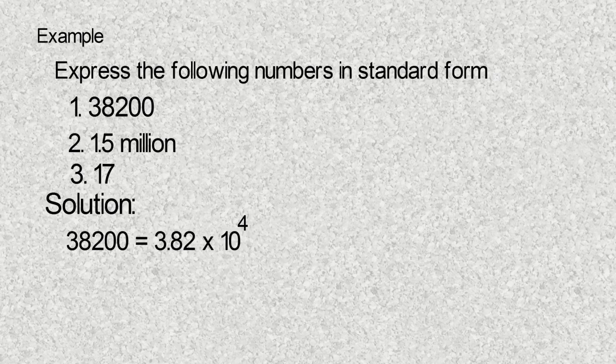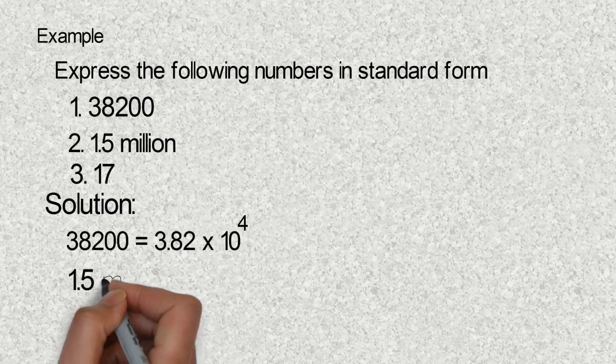So if I count from 0, now I have 1, 2, 3, 4. So I have 4 digits in front of 3. So my answer is 3.82 times 10 raised to power 4, because I have counted 4 steps back to the front of 3 to give me 10 raised to power 4. So that is my answer.